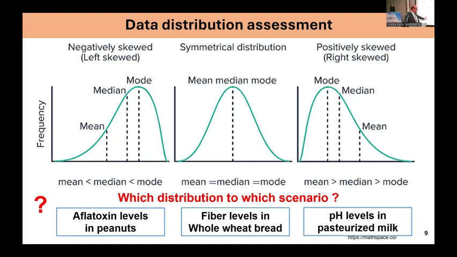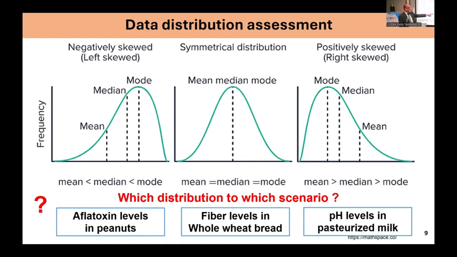So let's start with the aflatoxin levels. Where do you put the aflatoxin levels? Positively skewed or negatively skewed? Positively skewed. Why? Because the major share of aflatoxin level results in peanuts should be close to zero. Otherwise, we will all die. And few of those samples are above a certain level, up to the upper level.